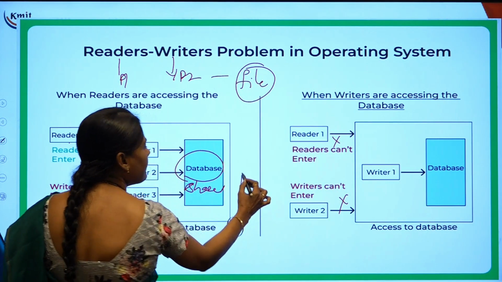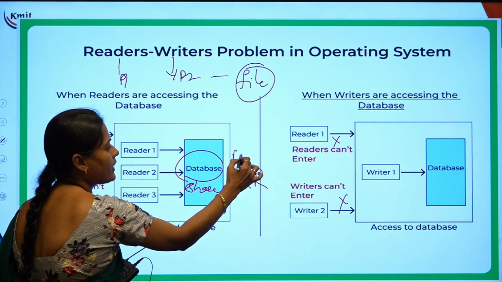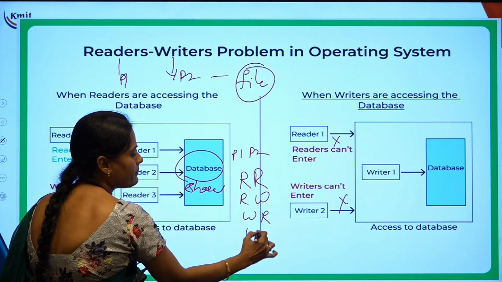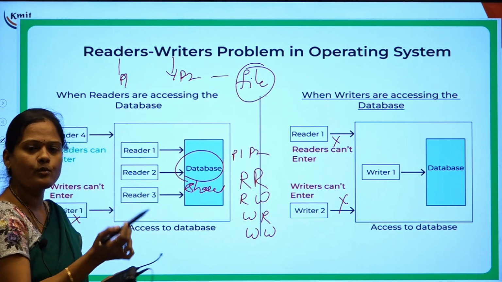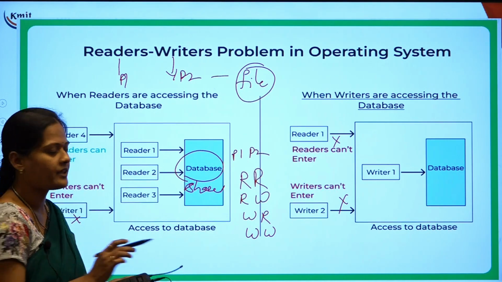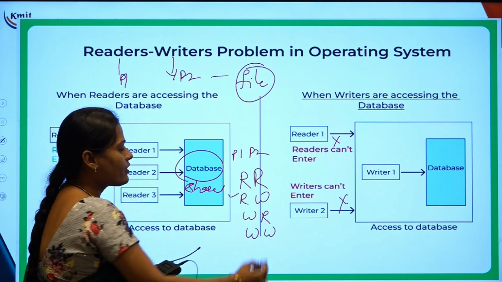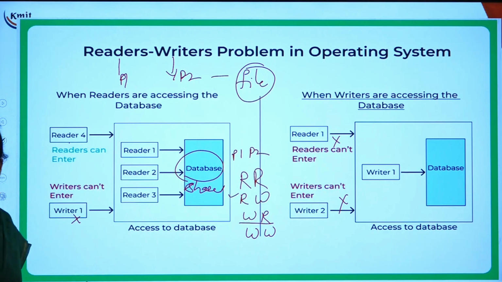So basically we have 4 operations by 2 different processes, P1 and P2: RR, RW, WR and WW. The RR operation can be performed because both readers can read the file, they will not modify. But when one reader is reading the data, the other process cannot write the data. When one process is writing the data, the other process cannot read, and two processes cannot simultaneously write.